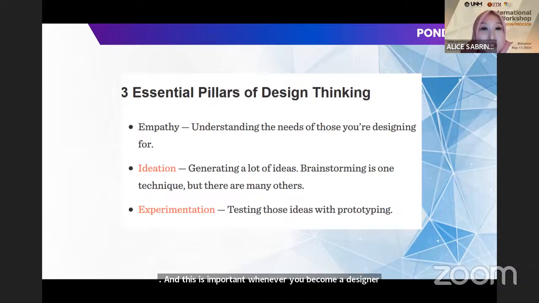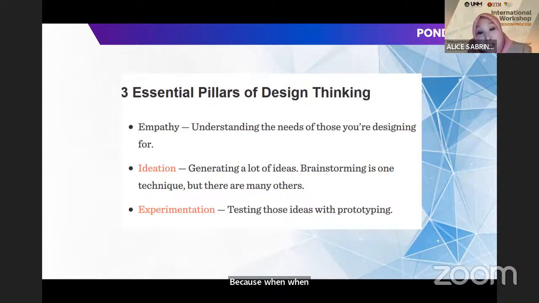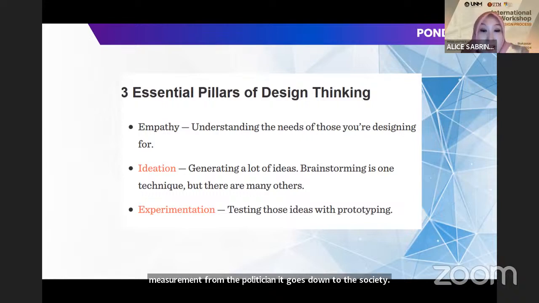And the three essential pillars of design thinking also include ideation. Ideation doesn't come from one person alone, because we have to generate a lot of ideas through brainstorming, doing a bottom-up approach from the community up to the politician. Nowadays in Malaysia, it's different. It's from the politician to the society. And I think Indonesia is also the same, right? Because when the direction comes from top management, from the politician, down to the society, we build Kota Mati. We build an edifice.